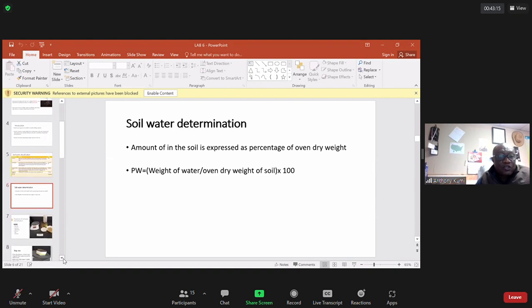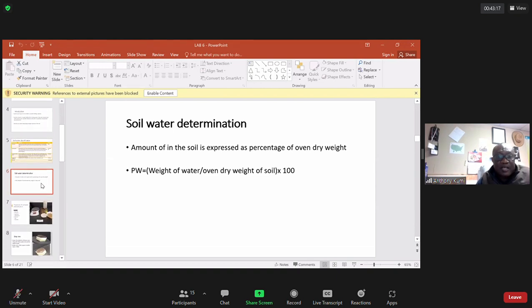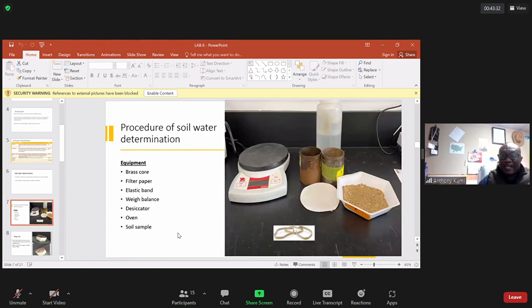Okay, so how do you determine the amount of water in soil, expressed as a percentage of oven dry weight? It is the weight of the water divided by the oven dry soil, times 100. So in your current slide, you can see that we have the rubber band, the filter paper, and then the ring. The rings are of different sizes and different weights. And then we have a scale.